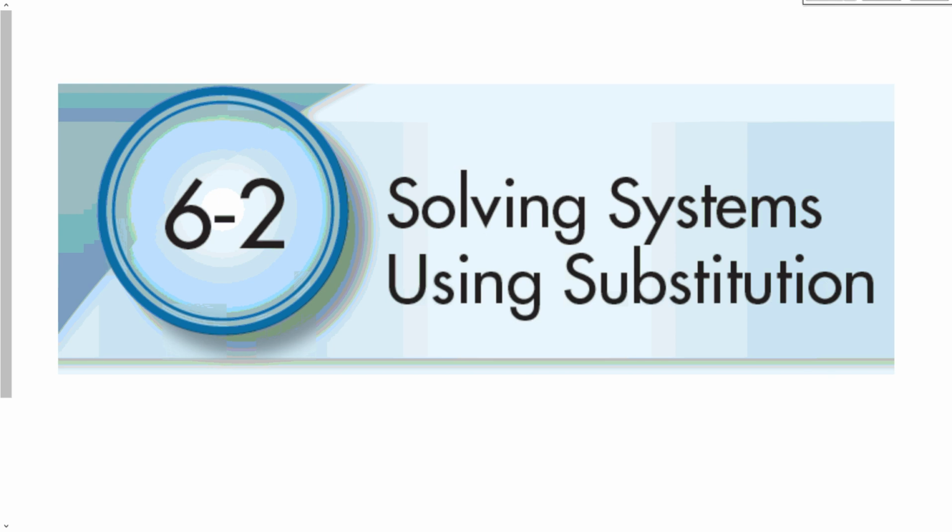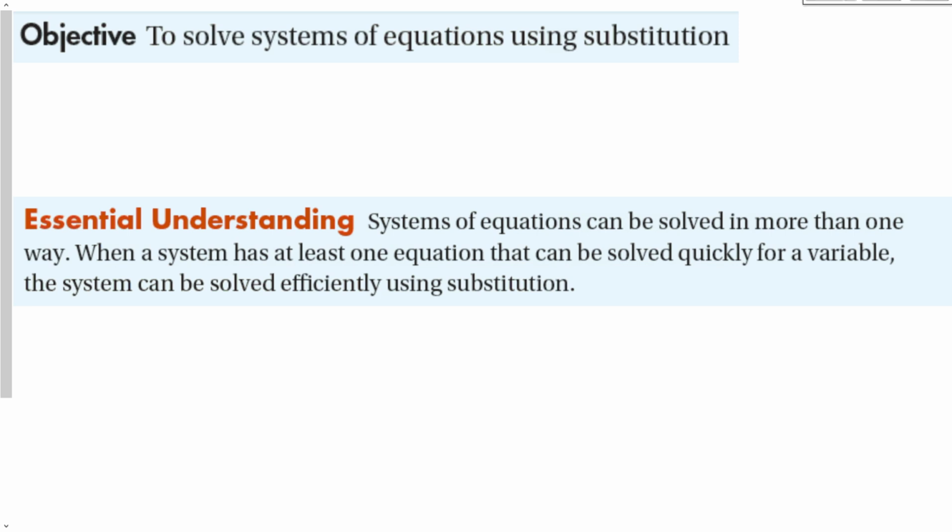6-2, solving systems using substitution. So our objective for this section is to solve systems of equations using substitution. Our essential understanding is that systems of equations can be solved in more than one way.